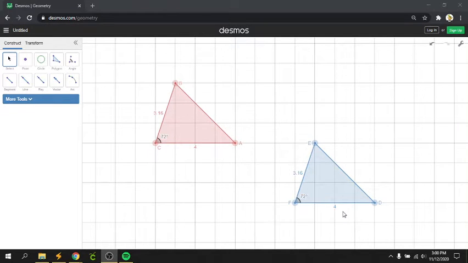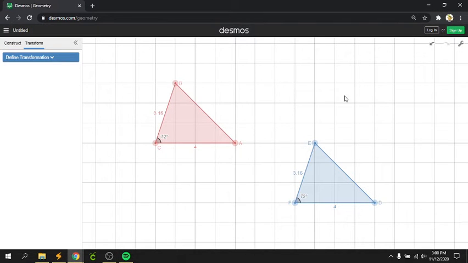So the way that we can show using software like this pretty quick and easily that these two triangles are congruent is if we can perform any rigid motion, some transformation that is rigid, that maps one of these onto the other one. Then we can definitely determine that these two triangles are congruent, because recall that a rigid transformation does not change the size or the shape.